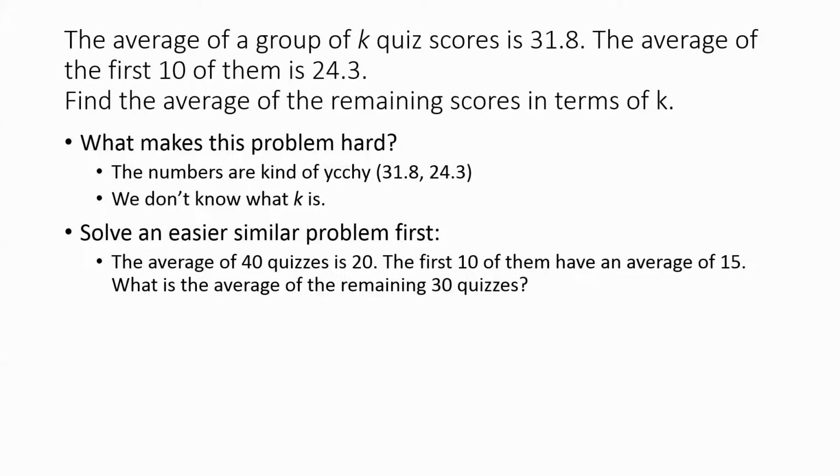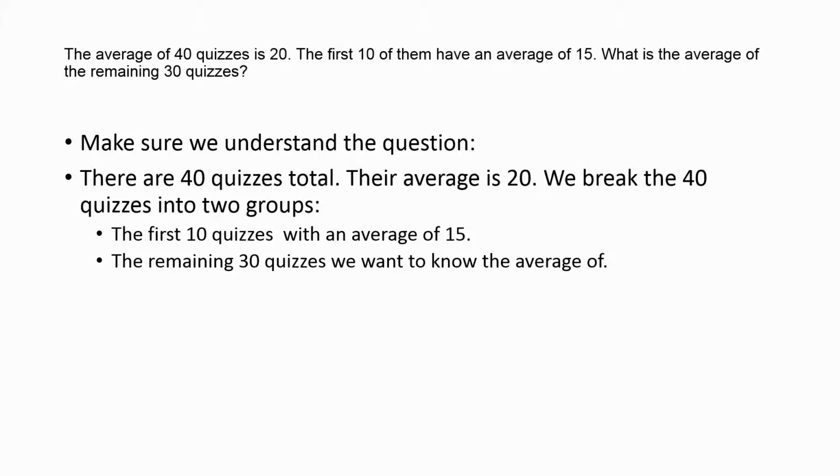So let's make sure we understand the question. We've got 40 quizzes total, and the average is 20. We break the 40 quizzes into two groups. The first 10 quizzes have an average score of 15, and then there are the remaining 30 quizzes, and we don't know their average, and that's what we want.